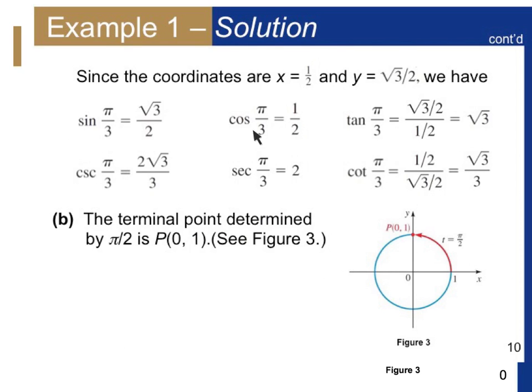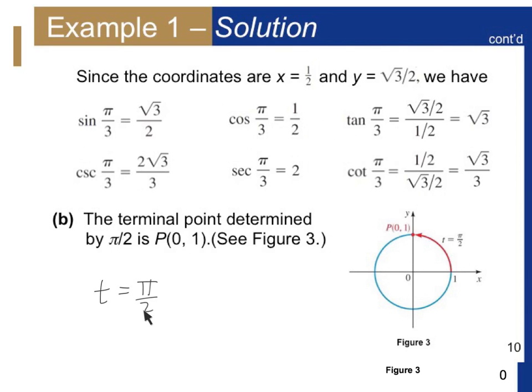Okay, so continue with part A. Since x is 1/2 and y is square root of 3 over 2, the sine of pi over 3 is just the y. The cosine is just the x. The cosecant is 1 over the y, so this is actually 2 over square root of 3, which we're simplifying to 2 times square root of 3 over 3. So that's just a reciprocal of this one.